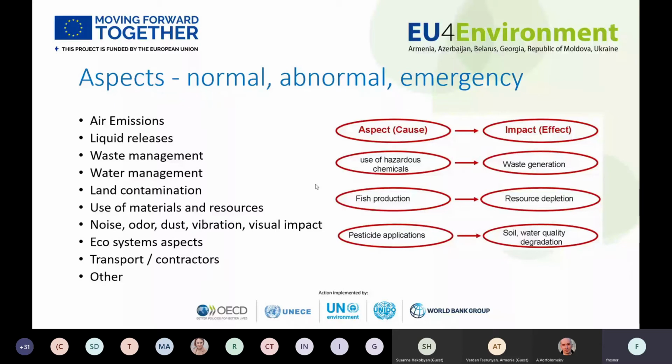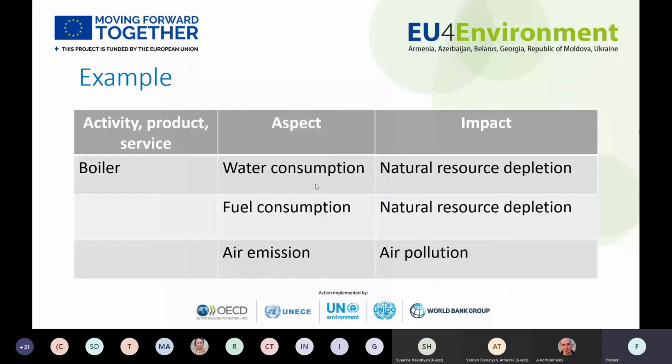An example here is a boiler. Environmental aspects of a boiler would be consumes water, consumes fuel, has emissions to the air, and the corresponding impacts to water consumption would be it depletes the regional water table, it depletes natural resources in terms of fuel, or it pollutes the air regionally.